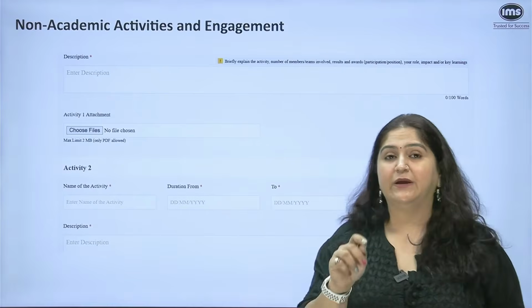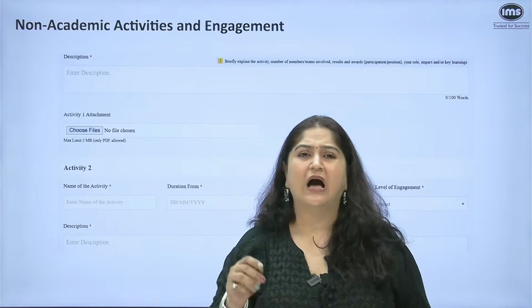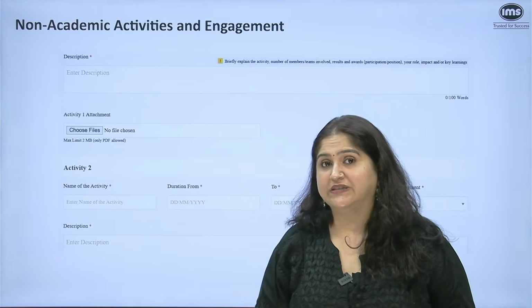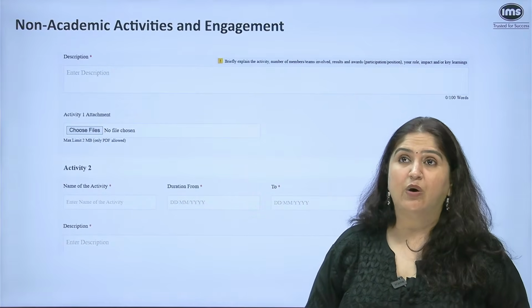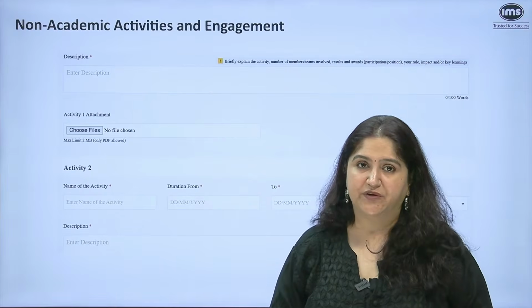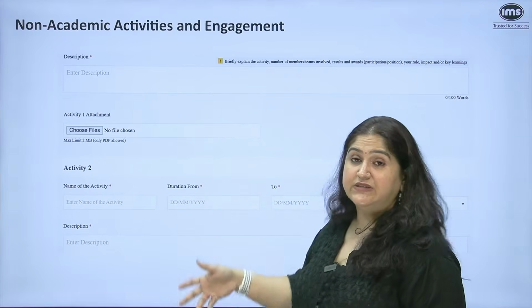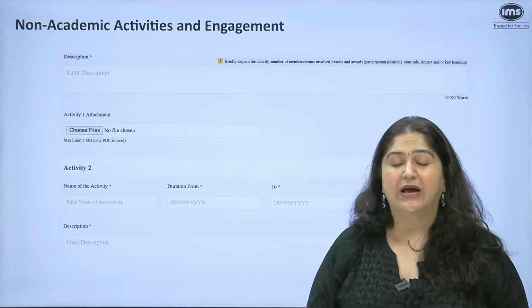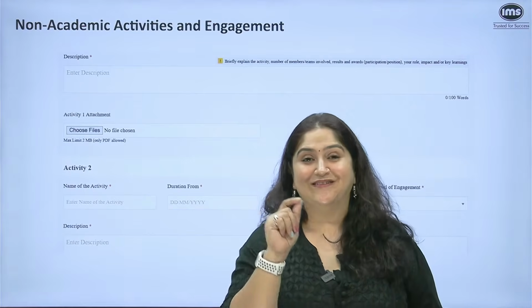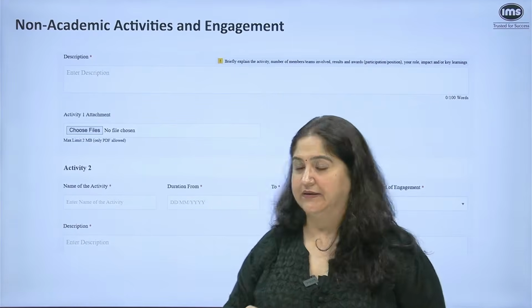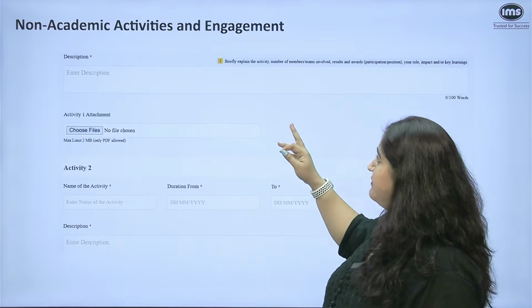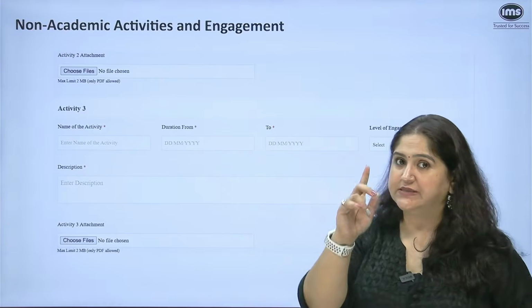You briefly explain what exactly the activity is that you are doing, how that particular activity has helped you, what skills it has developed in you, and how you think it will help you further. So 3 activities, 3 different pieces of information that you will have to update. Ensure it is grammatically correct, and ensure that you update it in the right manner. So this will be your non-academic activities and engagement, 3 activities, remember that.